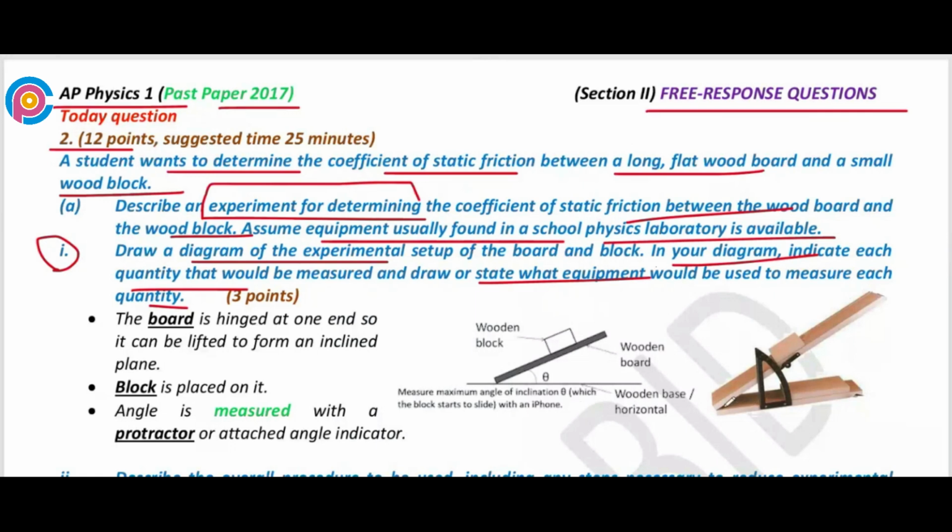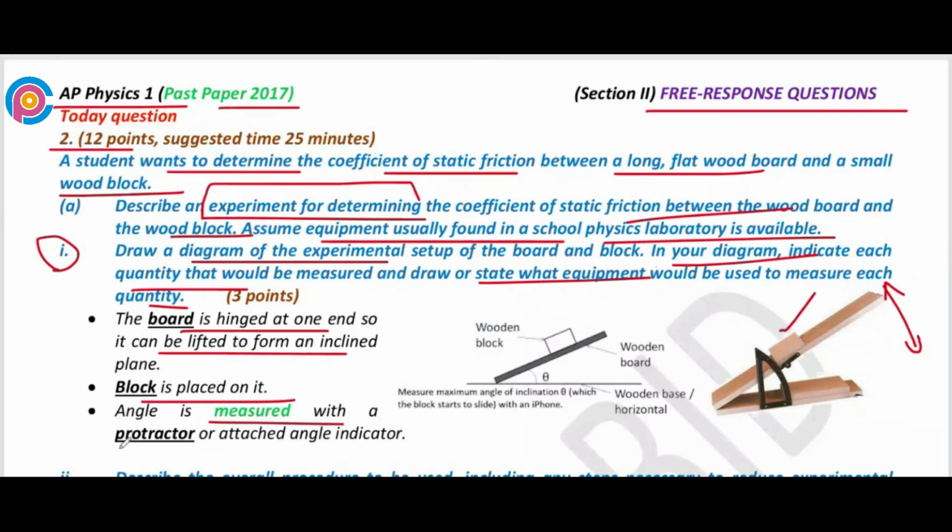You have seen there is a diagram of the board hinged at one end. It can be lifted to form an inclined plane. It can be moved up and down, from a low angle to a high angle. A block is placed on it. You can see the block is placed on it.